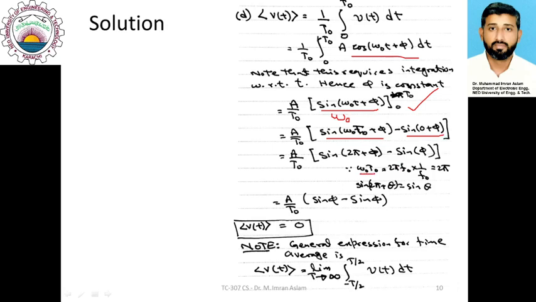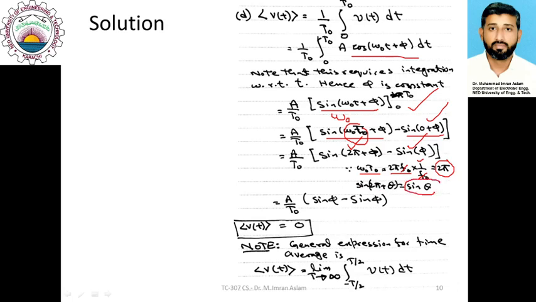You can see that omega naught t naught can be written with omega naught as 2 pi f naught, where t naught is 1 over f naught. So this f naught goes off, so eventually omega naught t naught is actually 2 pi. So this first term can be written as sin 2 pi plus phi, and the second term is sin phi only. And for sin 2 pi plus phi, we know that sin is periodic with period of 2 pi.